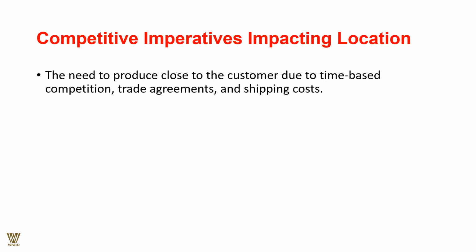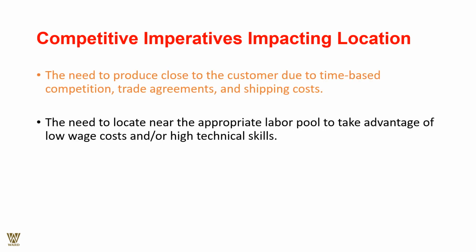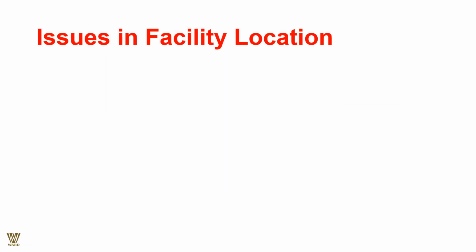So to produce, either we need to be close to the customer, being time-based, with competitive trade agreements and shipping cost, or we need appropriate labor or workplaces where people are available, with advantages of low wages, low cost, and high technical skill, that need to be taken into consideration. So one is nearness to the customer. Next is manpower, which needs to be taken care of. Third would be the availability of resources. So proximity to customers is one of the issues that we need to go around.